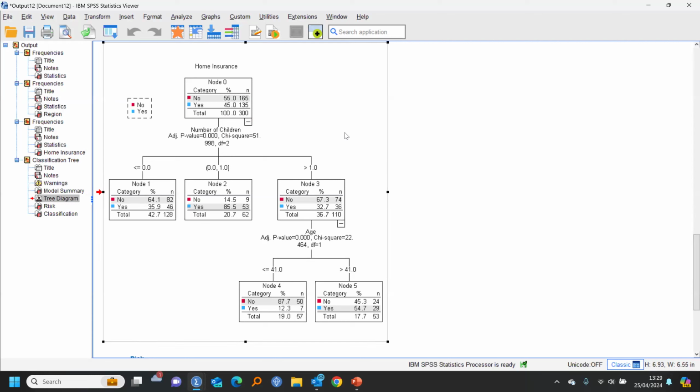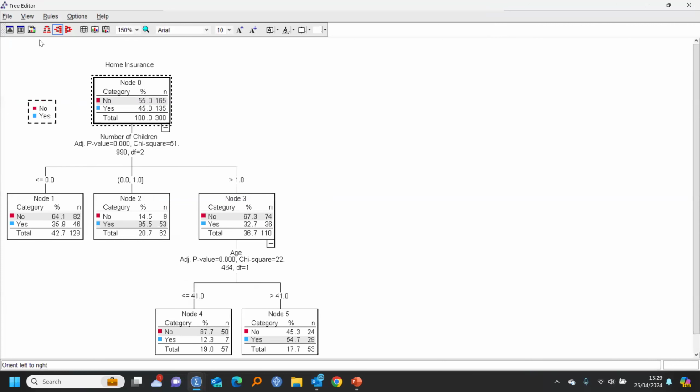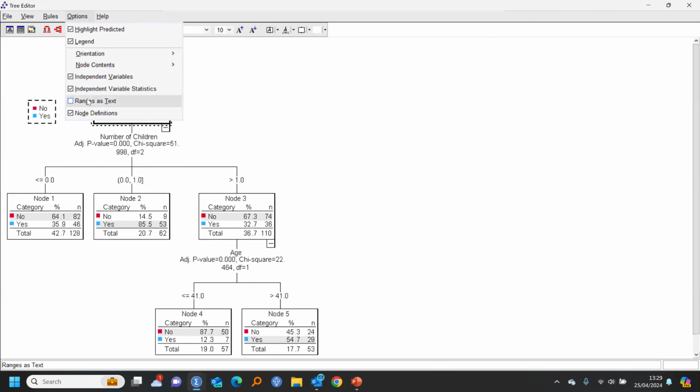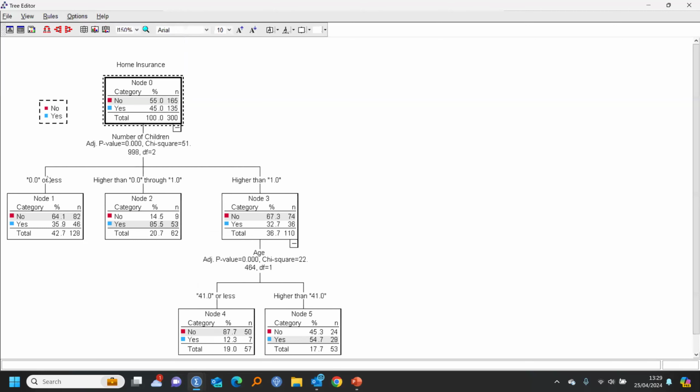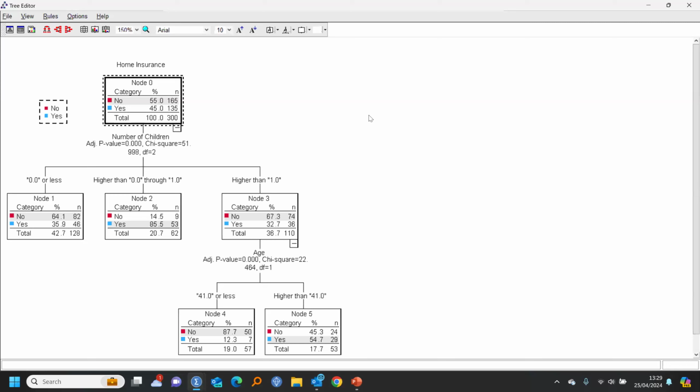And you can double click on this tree. I'll be doing this a lot. You can double click on this, and it opens it up into its own little editor. If it's a really complicated tree, you can zoom into it. And something which I find useful, if you go to options here and click on ranges as text, sometimes people find it easier to understand these range thresholds. You can see it says 0 or less, higher than 0 through 1, meaning just 1, and higher than 1. So it's something to bear in mind. Options, ranges as text is a way sometimes to make it a little bit more readable for you.